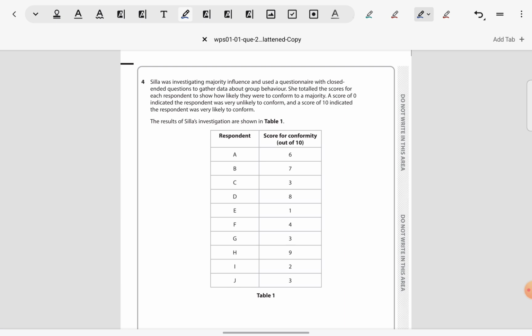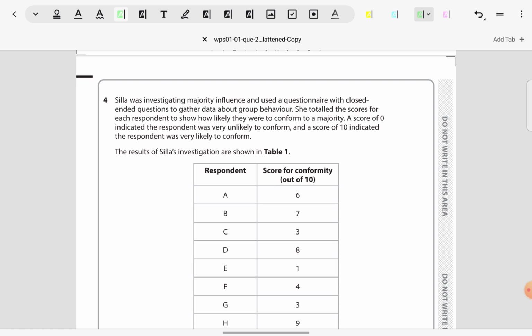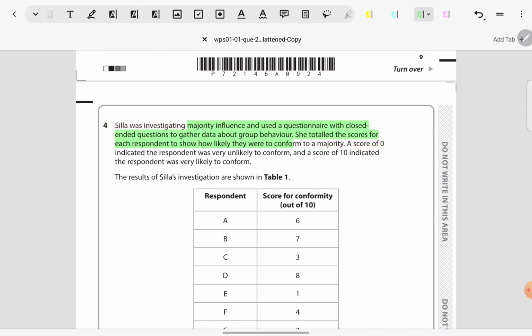Okay, the next question. Now we typically come to the data analysis type of questions, which are very popular in Edexcel GCSE as well as IAL. So quickly to read the scenario: Silas was investigating majority influence and used a questionnaire with close-ended questions to gather data about group behavior.